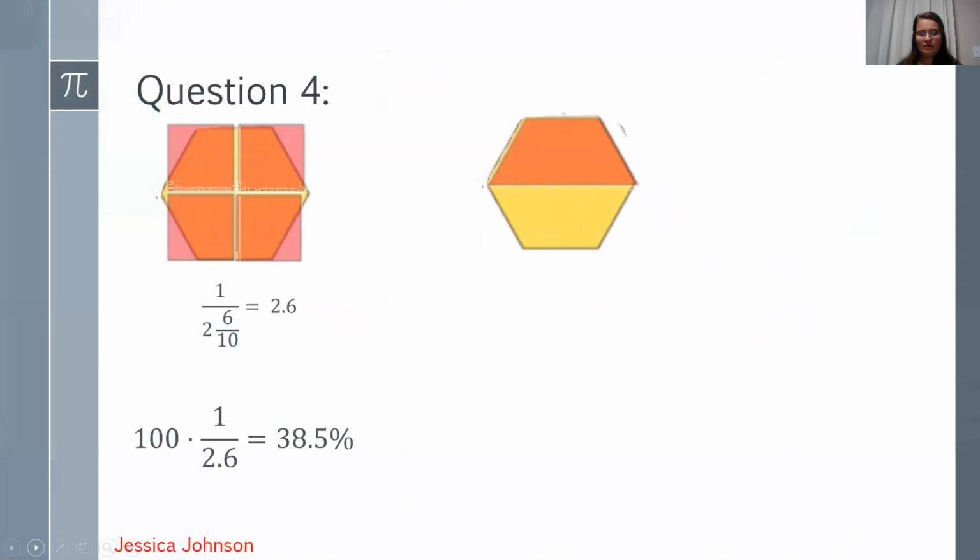A trapezoid will fit inside of a hexagon 1 out of 2 times, giving us the fraction of 1/2. Multiply by 100, and we get 50%.